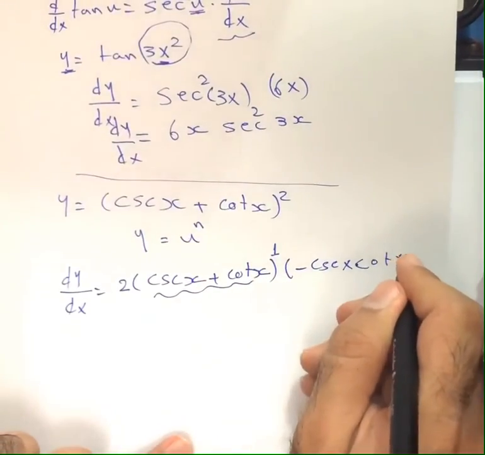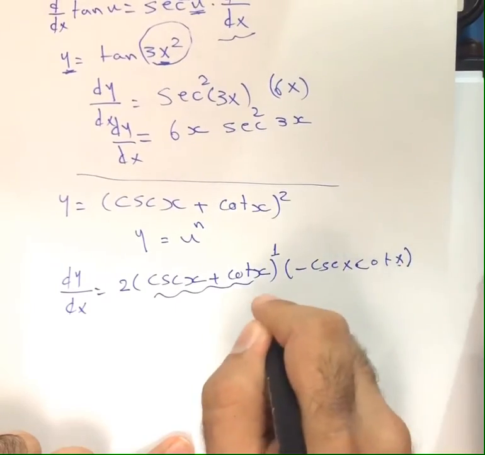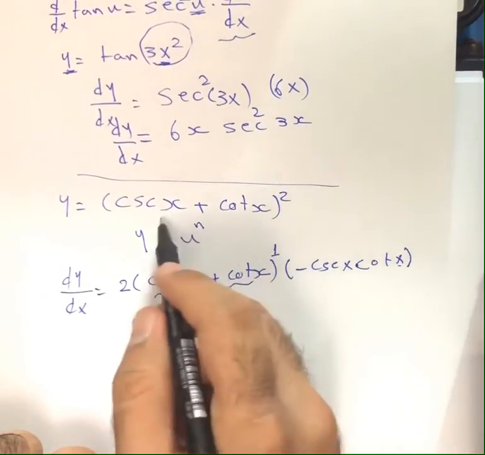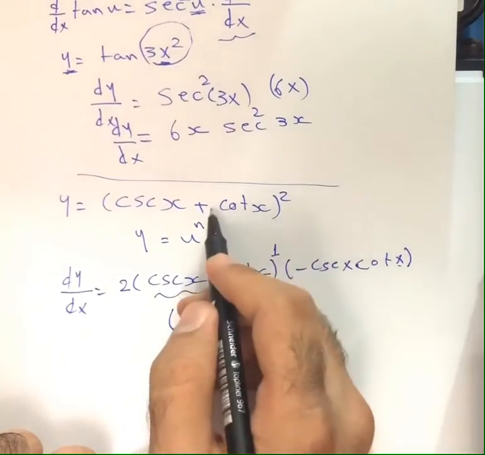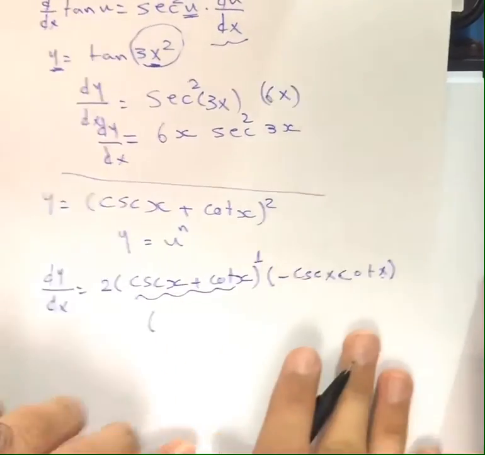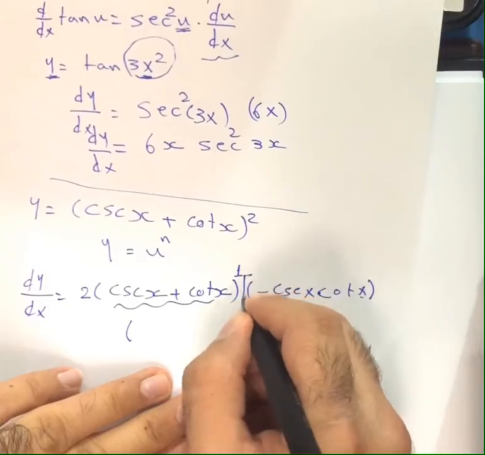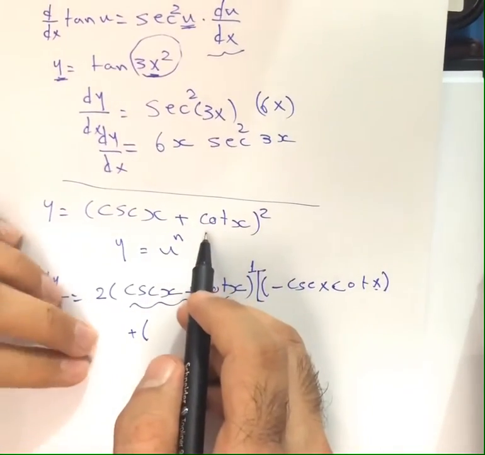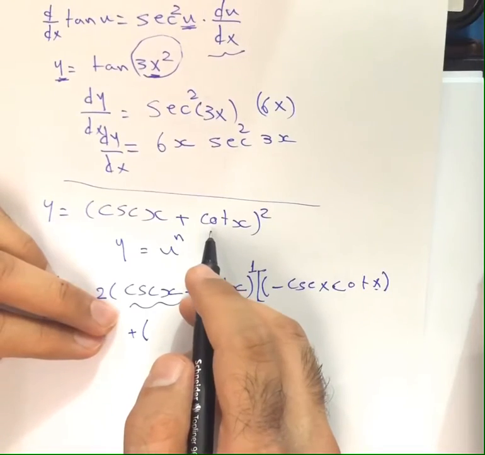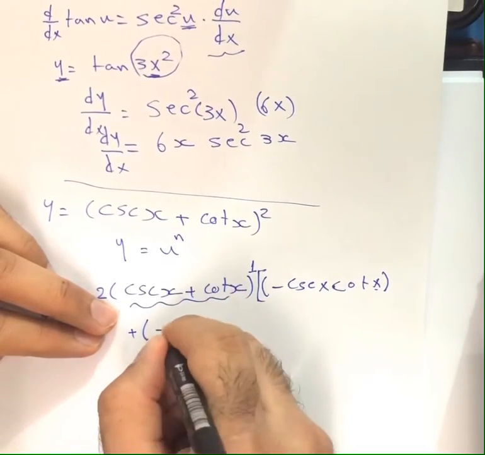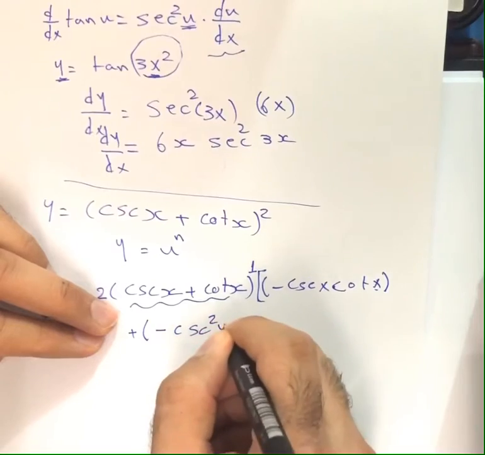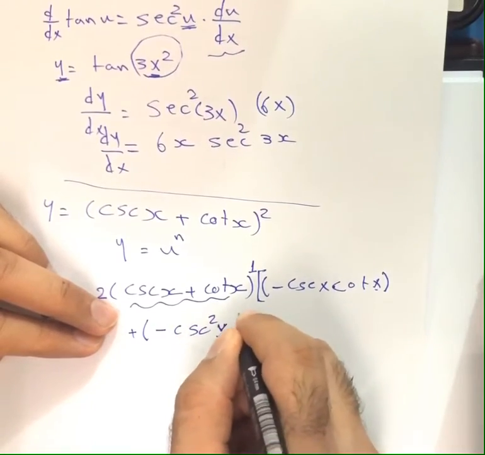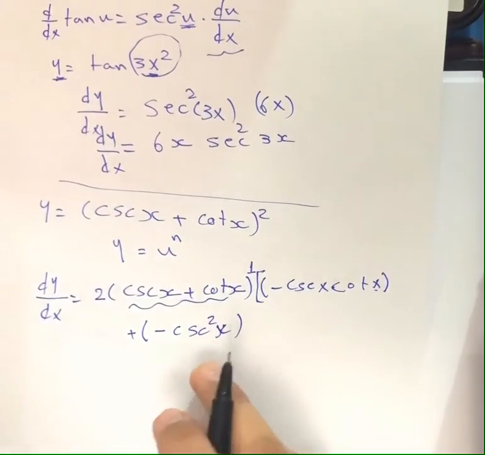Okay, multiplied by this will be for the first function, plus the derivative of cot u. The derivative of cot u actually is minus cosec square u, which is x here, multiplied by d by dx of x, which is 1.